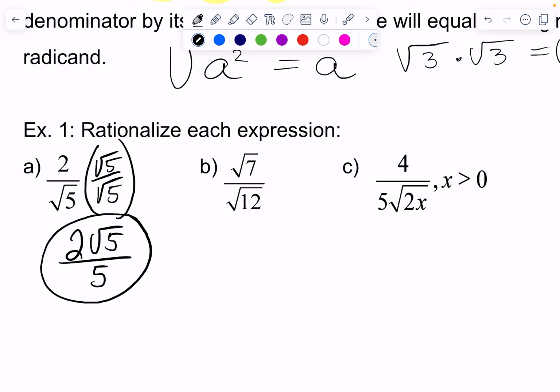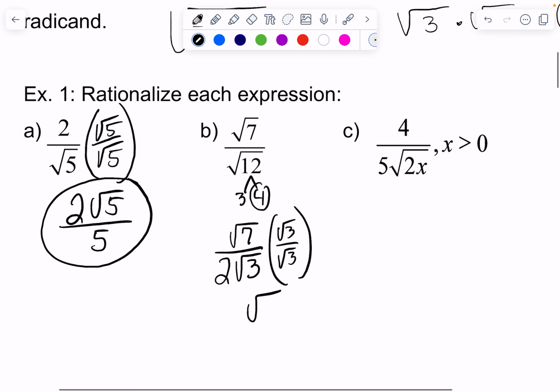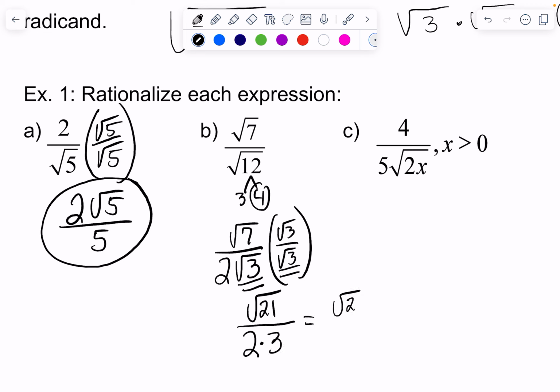Square root of 7 divided by square root of 12. Well, one thing you could always do, and I strongly suggest, is first simplify the radicals if possible. This 12 is a 3 times 4, but the square root of 4 is 2. So this is really square root of 7 over 2 times the square root of 3. Now I can go ahead and multiply by the square root of 3, which would give me the square root of 21 over 2 times the square root of 3 times the square root of 3, which is 3. So that would equal the square root of 21 over 6.